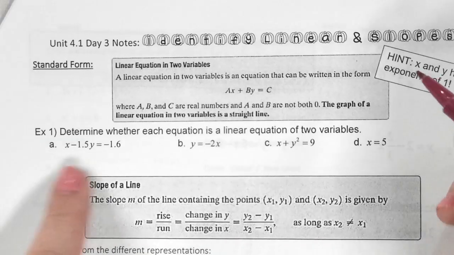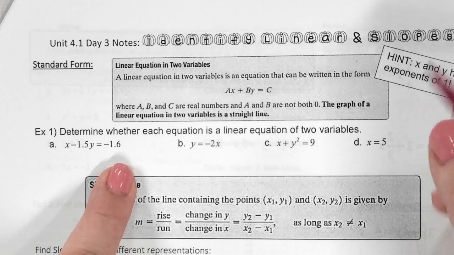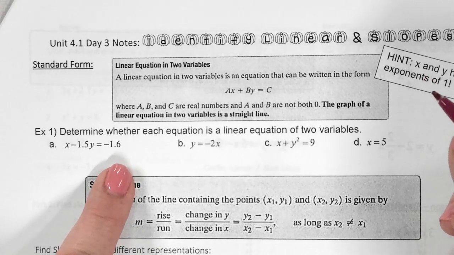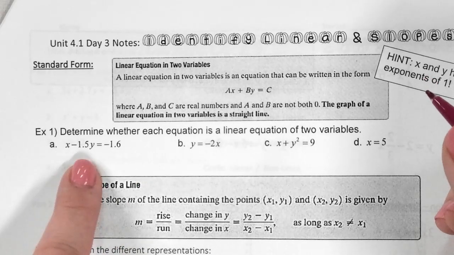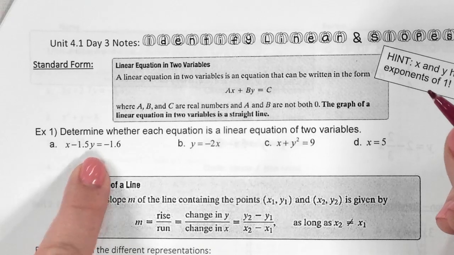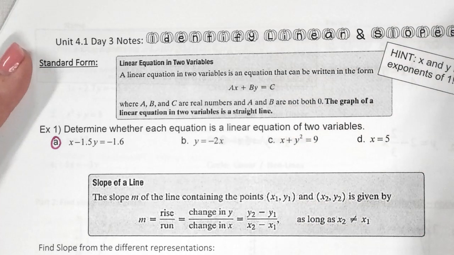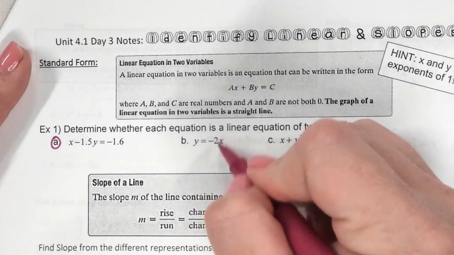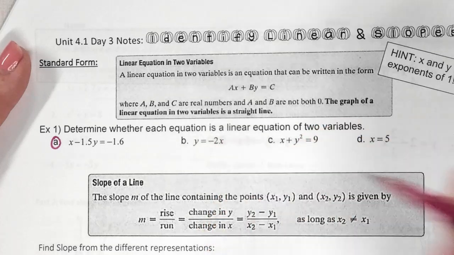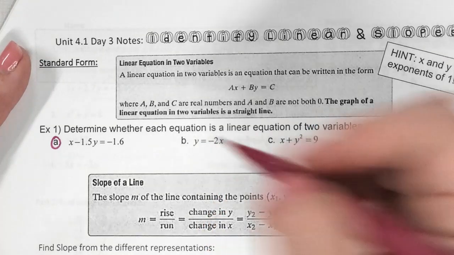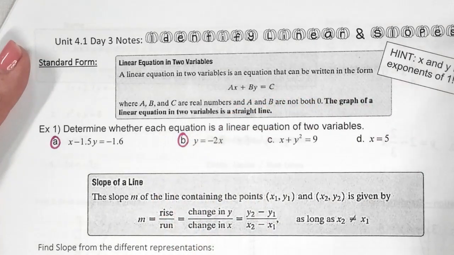So if you look here, is this in standard form? It's decimals, but if you look, it's in standard form. You have x and y on the same side, and it equals something else. So this is linear. Now, x and y aren't on the same side, but is it written as a linear equation? Yeah, it's just a y equals, so this is also linear.